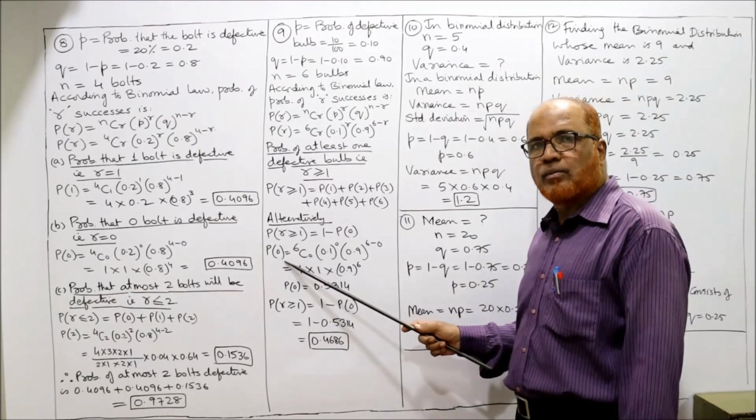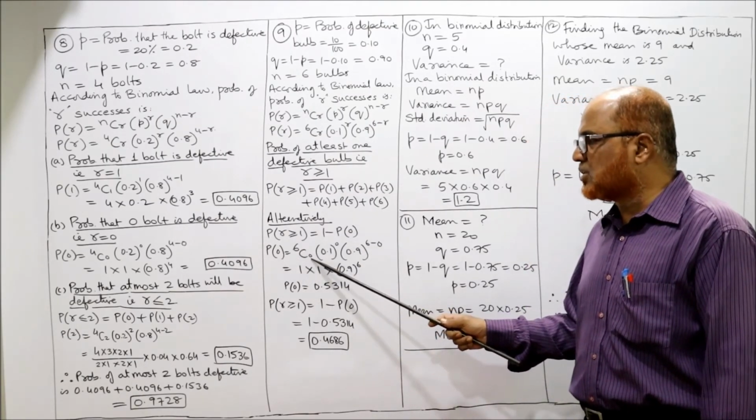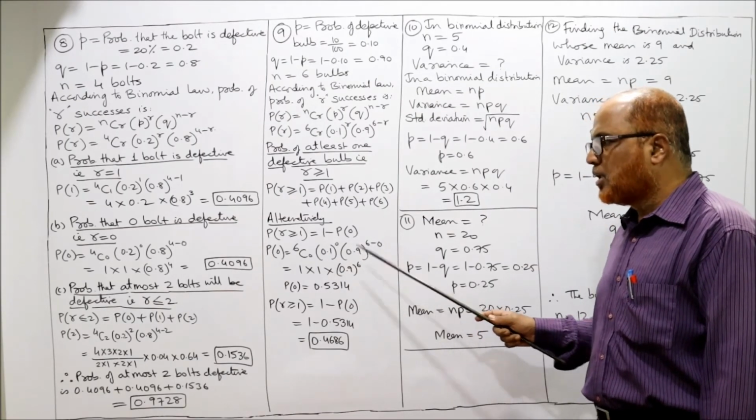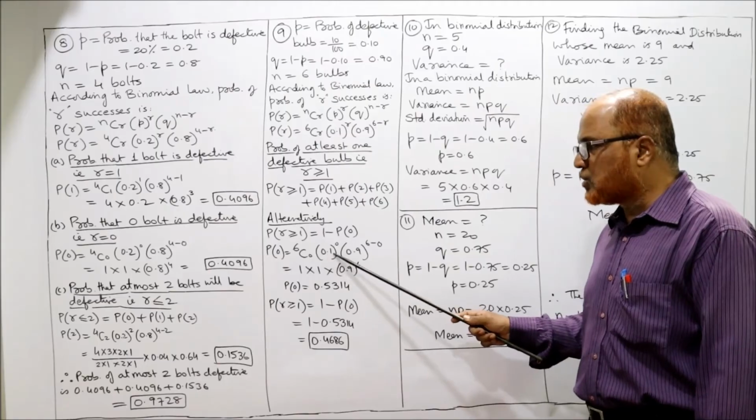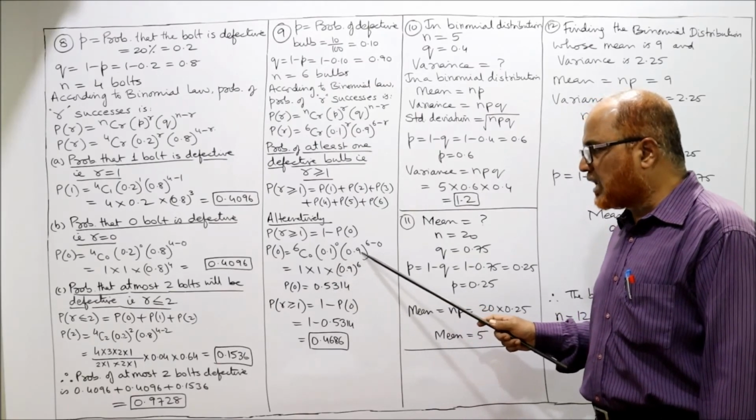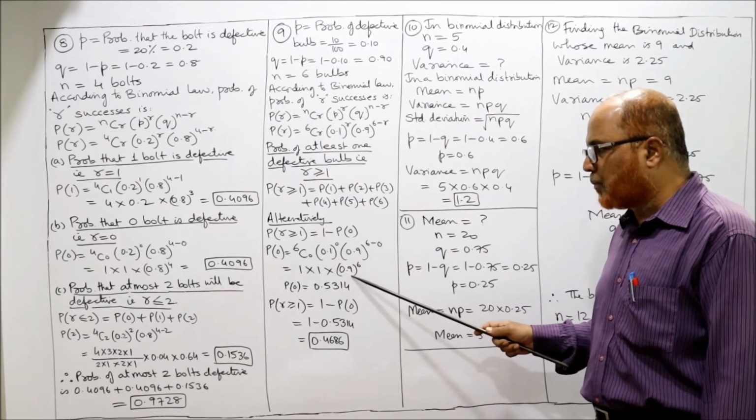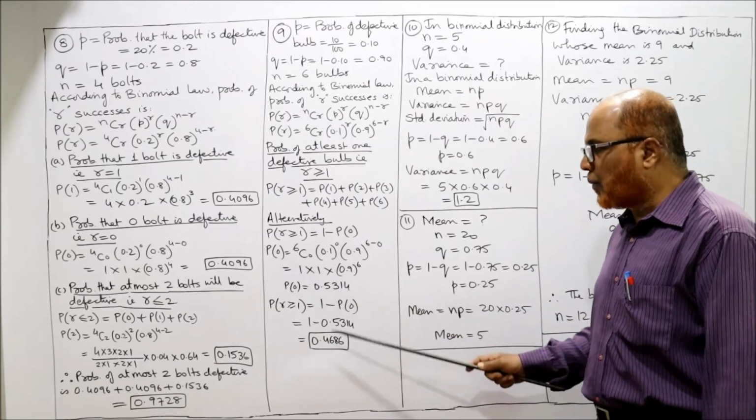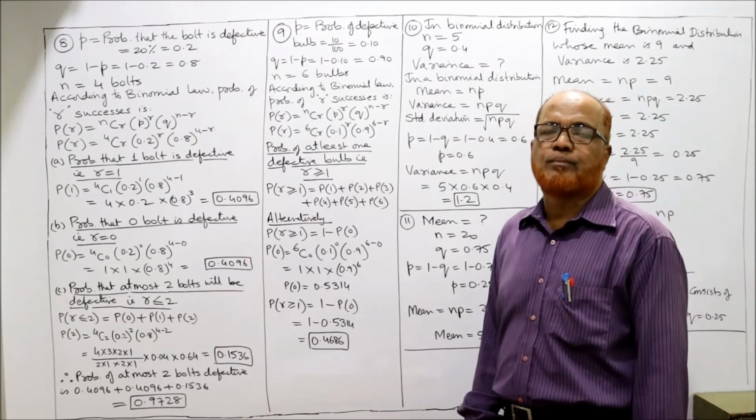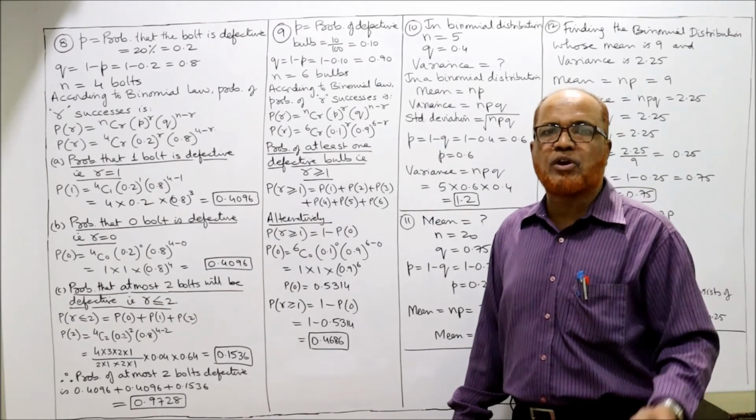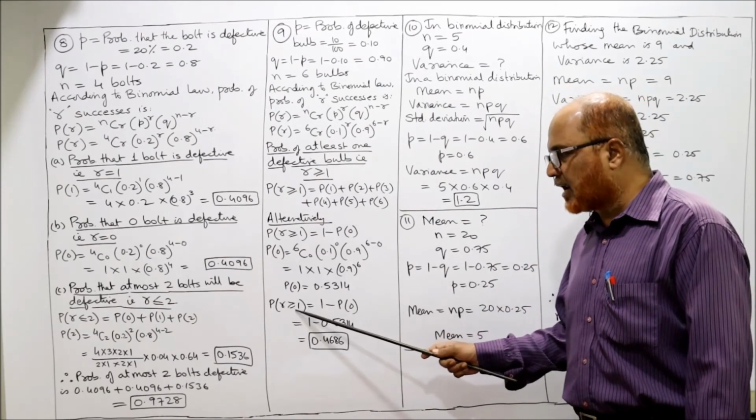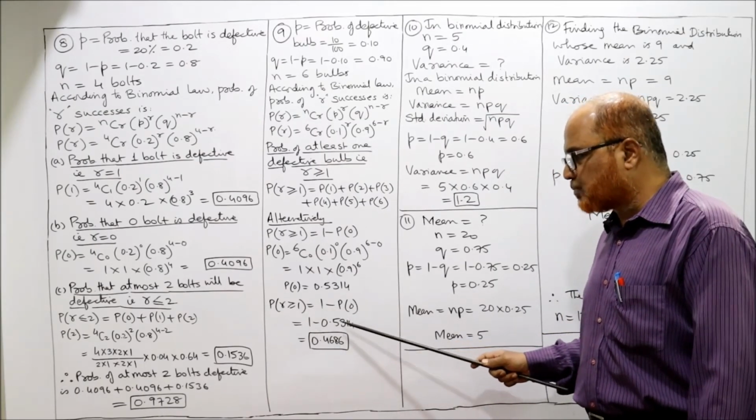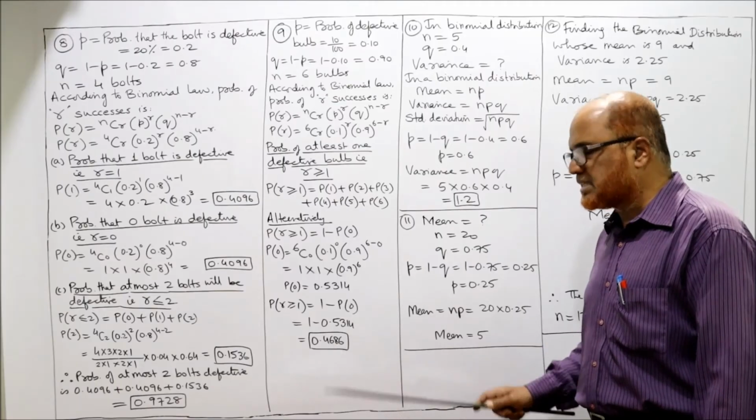So we will find P of 0 first. P of 0 is 6C0, 0.1 to the power of 0, 0.9 to the power of 6 minus 0. So 6C0 is 1, 0.1 to the power of 0 is 1, and 0.9 to the power of 6: if you multiply 0.9 six times, you will get 0.5314. So 0.5314 is P of 0, but we need 1 minus P of 0. So P of R greater than equal to 1 is 1 minus 0.5314, which is 0.4686.